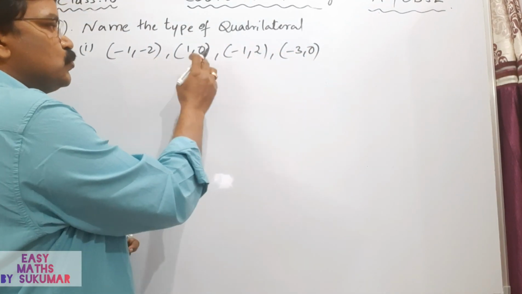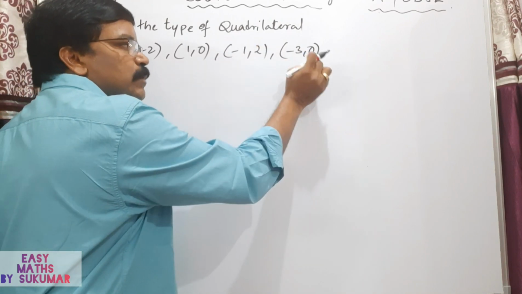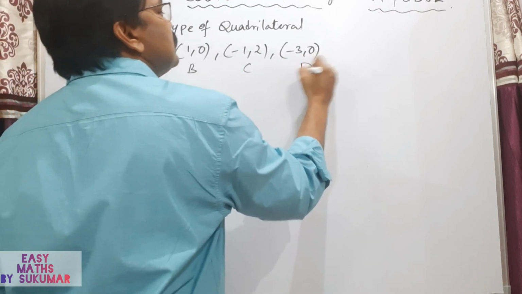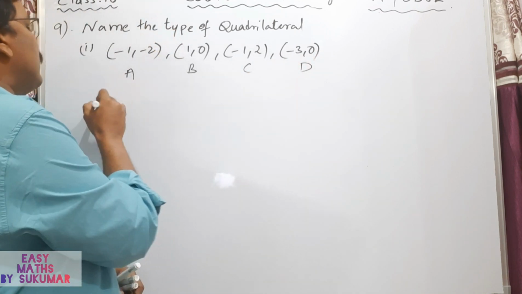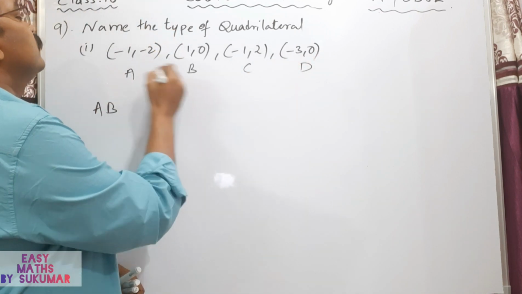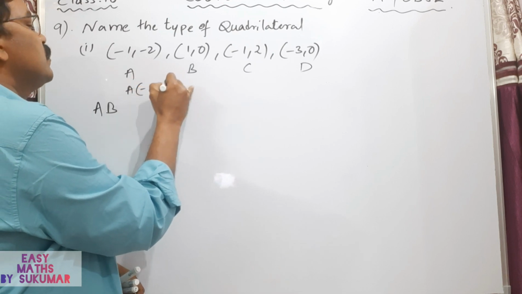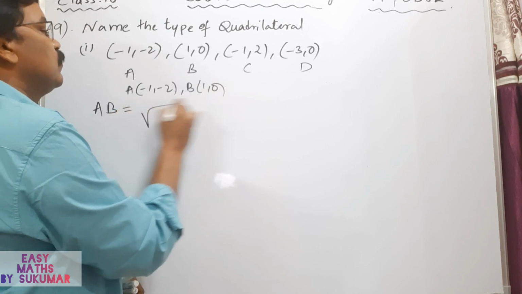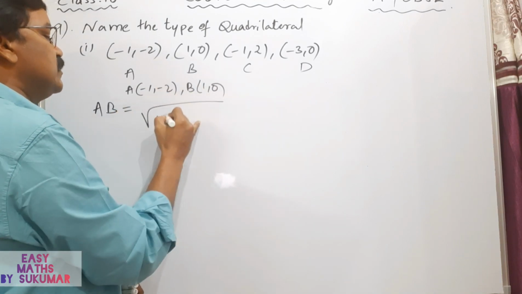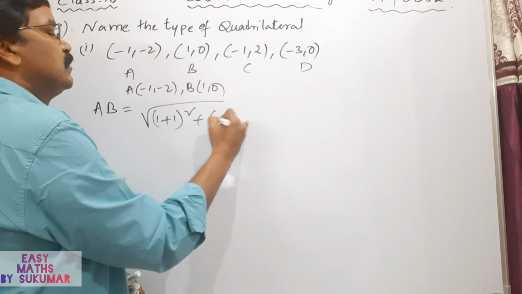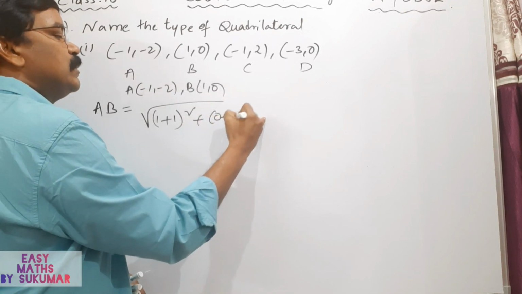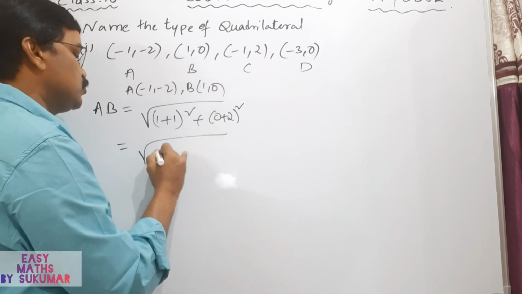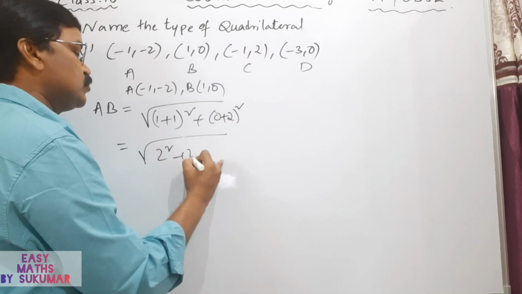-1, -2, 1, 0, -1, 2, -3, 0. So let this be A, this is B, C and this is D. Okay, let us find AB first. AB. That means A is (-1, -2) and B is (1, 0). So AB is equal to root of (1 minus of minus, that is 1 plus 1) whole square, and (0 minus of minus, that is plus 2) whole square.